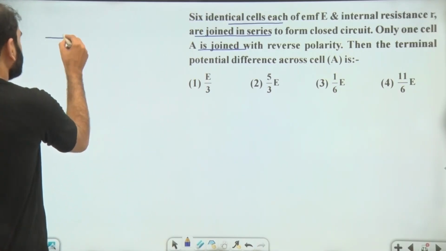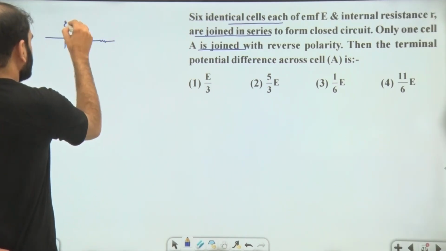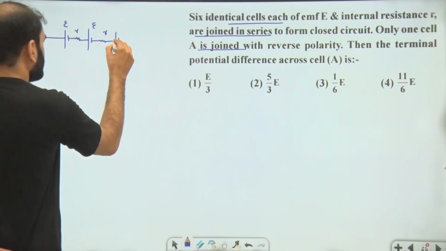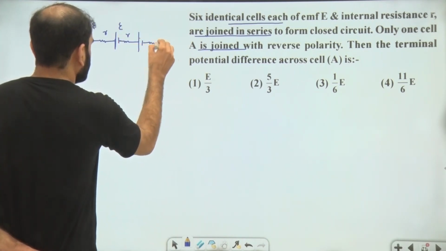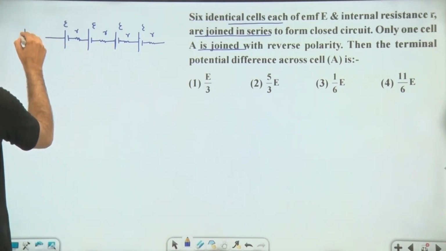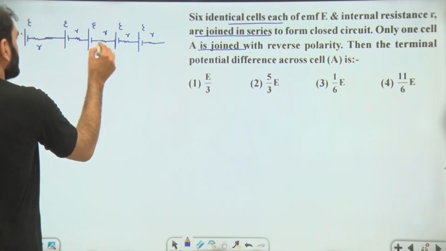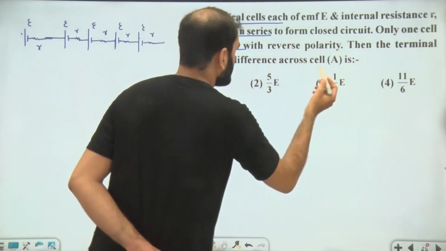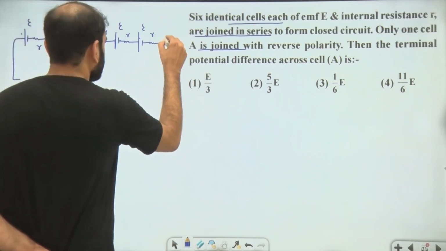Here are six identical cells, each with EMF E and resistance R. Cell 1, 2, 3, 4, 5, and 6. You connect them to form a closed circuit. Cell 6 is connected in reverse polarity, so you have to connect it in reverse polarity.